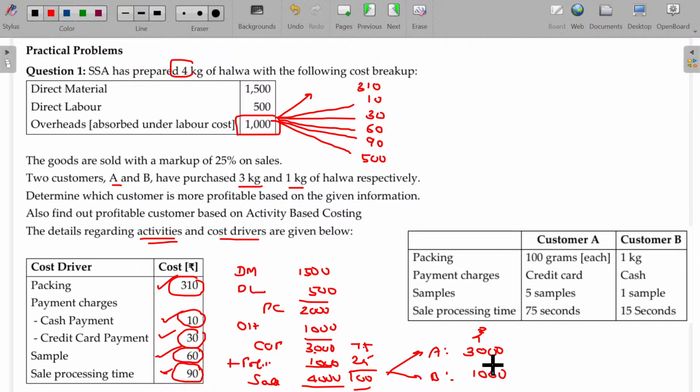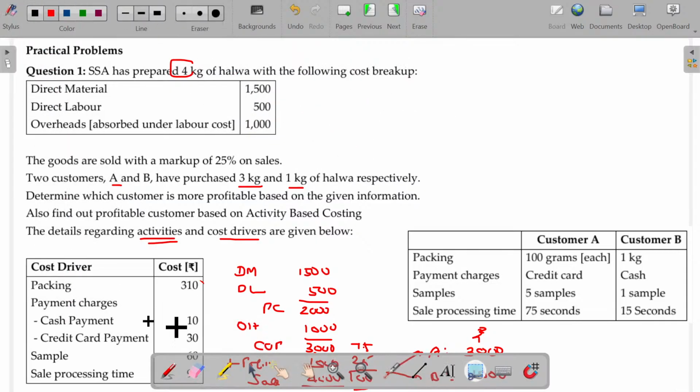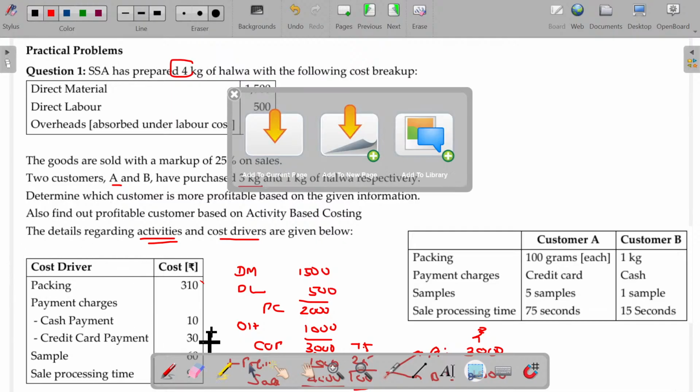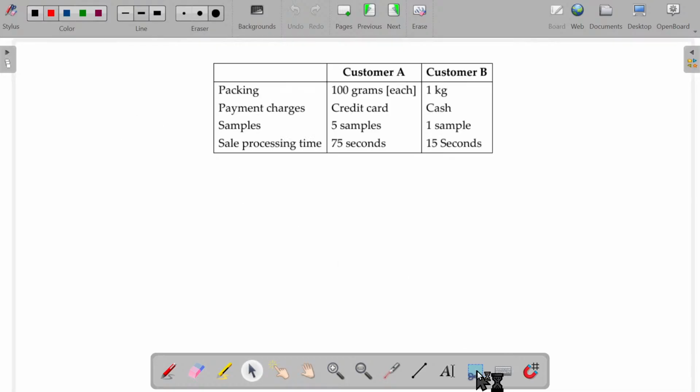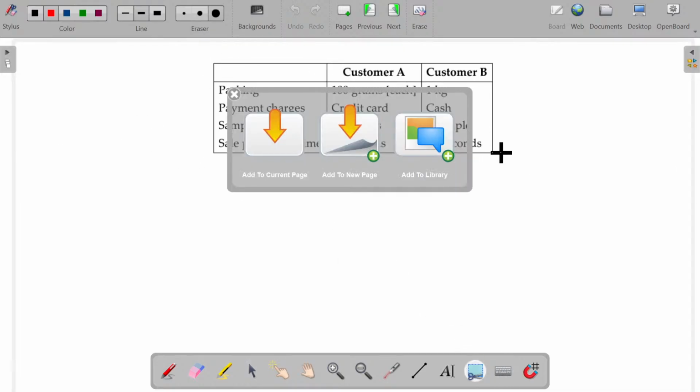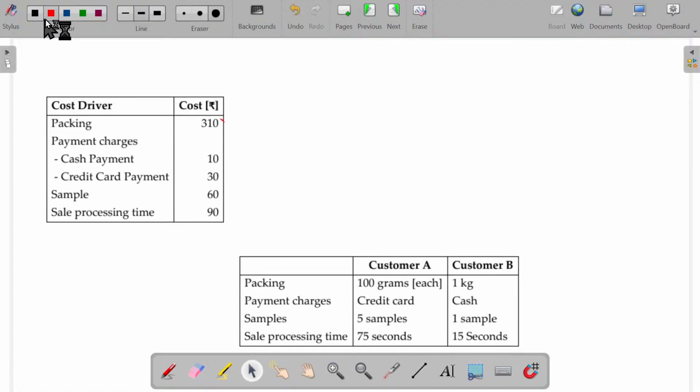But activity-based costing calculates in a different way. How? See, this one is all about packing. This one is all about packing. And we have some unidentifiable cost, some unidentifiable cost, the common factory overhead. How much is that? 500 rupees.